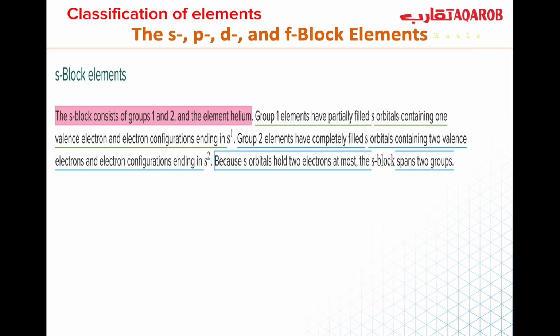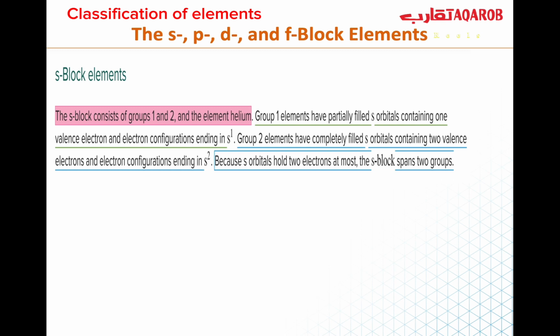The S block consists of group 1 and 2 and the element helium, so you have to memorize that. S block consists of group 1 and 2 plus what? Element helium. All the elements in group 1, all the elements in group 2 and helium, they consist of S block. Group 1 elements have partially filled S orbitals containing 1 valence electron and electron configuration ending in S1.